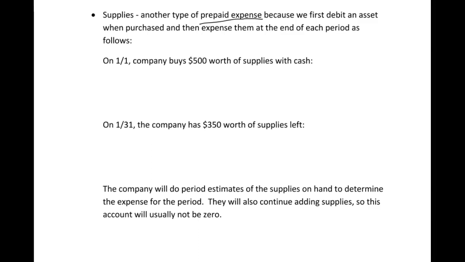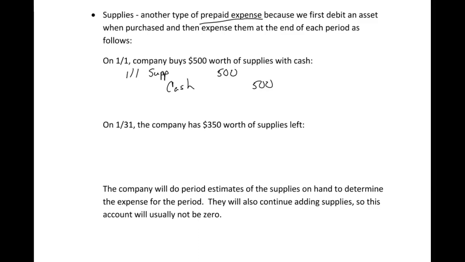So we kind of separate it in its own category. All right, so supplies are just an asset. Supplies are your paper clips, your printer toner, all that type of stuff that's at the office. Those are your supplies. All right, so on January 1st we buy 500 worth of supplies. Supplies are an asset, so we debit that, and we credit cash. Notice in all these that we've done, cash is in the first journal entry. So with deferrals, cash comes first, revenue or expenses at the end of the period.